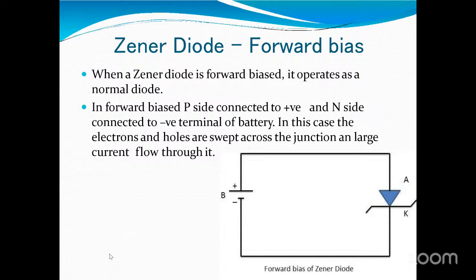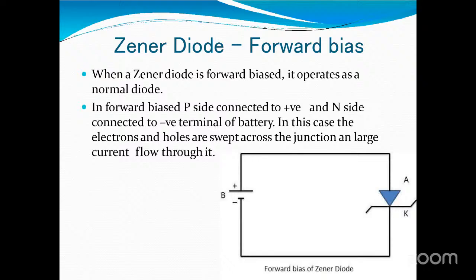So, forward bias. See, the B means battery in the circuit diagram. A means anode, positive. P-type consists of positive holes. N-type consists of negative electrons. So when a Zener diode is in forward bias, it operates like a normal junction diode.